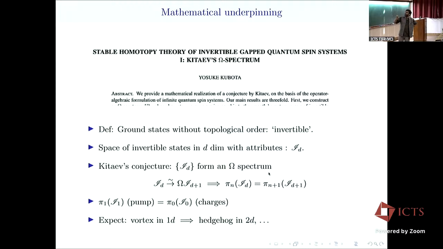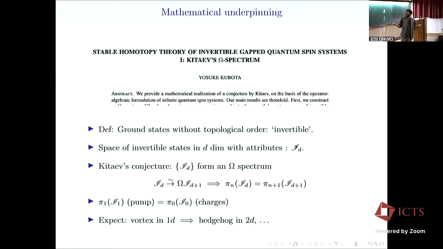So ground states without topological order, like all the wonderful things that we heard in all the previous talks, I'll define them as invertible states. This includes, amongst other things, not just the trivial product state, but also things like quantum Hall, topological insulators, and so on and so forth. So these are called invertible states. So let me consider the space of all invertible states in d dimensions with fixed attributes. For example, let's just say that bosons or fermions and whatever symmetry group that you want to consider. So with these fixed attributes, let me call such space I_D.